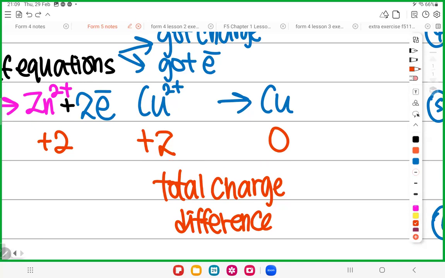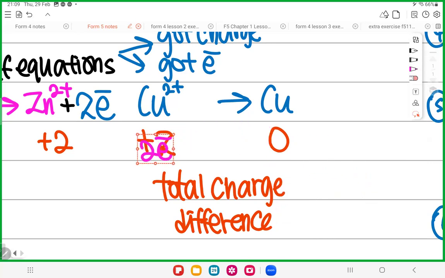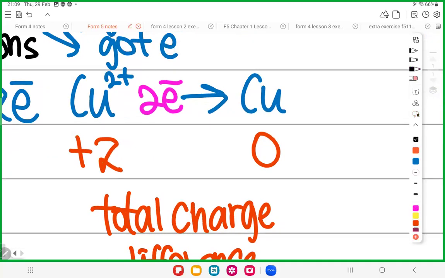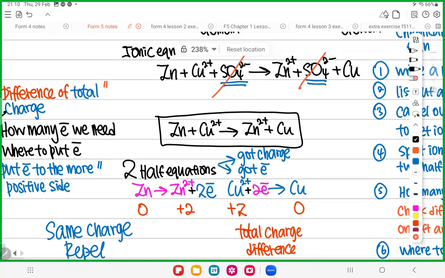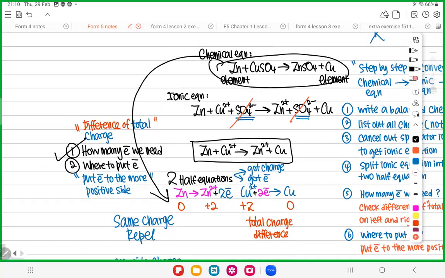So we know that we need 2 electrons. So where should the 2 electrons be put? Always put the electron on the more positive side. So who is more positive? +2 is more positive compared to 0. So I put the electrons on the left-hand side. After putting the electrons, don't forget to write a plus. Okay, that's it. You can see we have successfully converted a chemical equation to become a half equation.